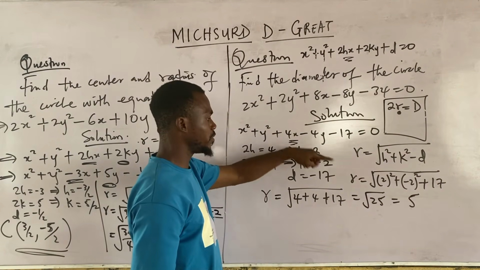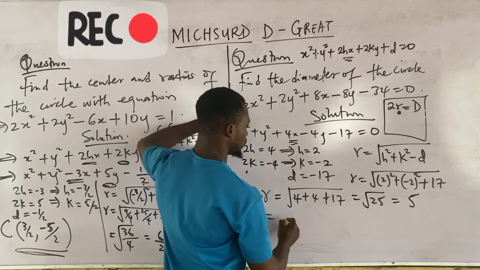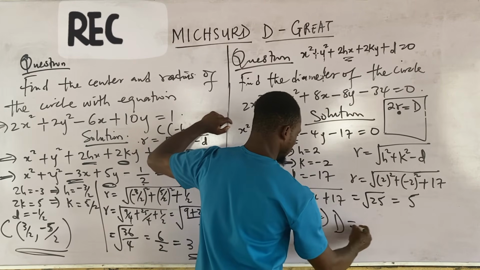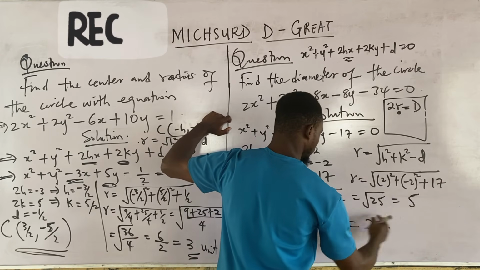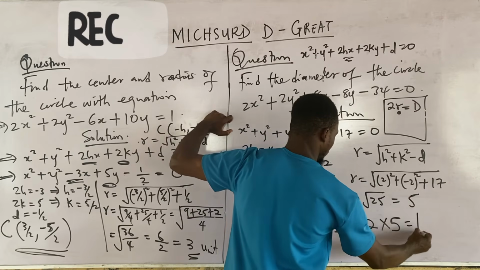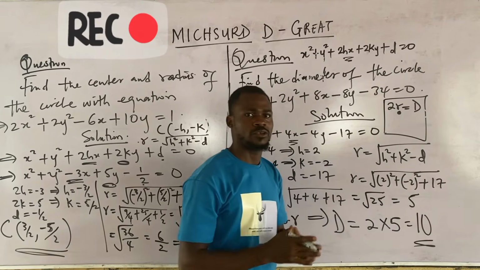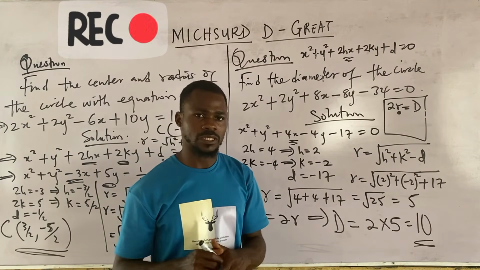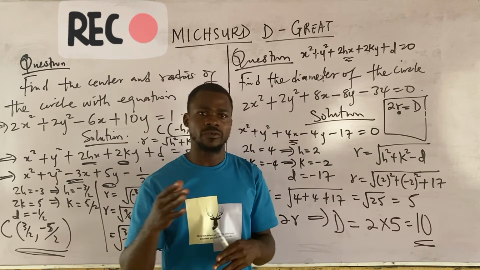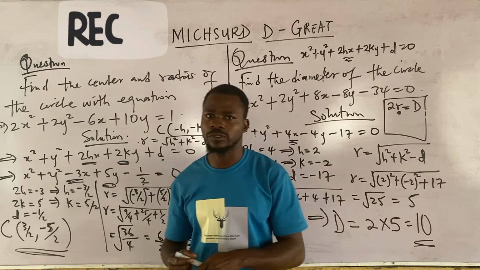Is 5. So if the radius is 5, that means the diameter from here will be equal to 2 of the what? Of the radius, which implies that d is equal to 2 times the radius, which is 5. So 2 times 5 is equal to what? 10. So that means the diameter is 10 units. So this is how we solve for the diameter. We will take more questions on this and see how we can solve for both diameter given 2 points and the rest of them. So let's move to the next question quickly.